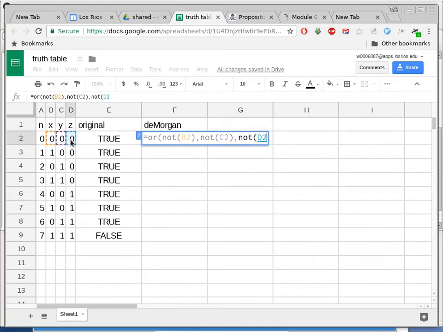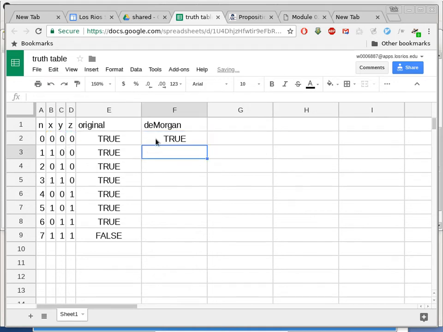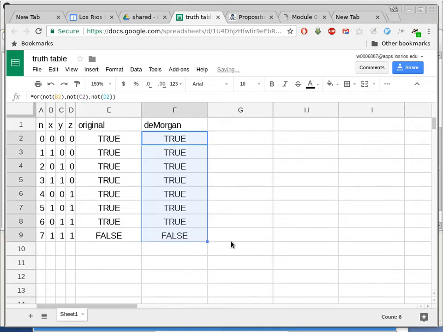And that one, like so. And then you just make this as long as the other column. And you can see that every single cell agrees. The two columns are identical. So this is, quote unquote, one way to prove that two expressions are equivalent in Boolean algebra.